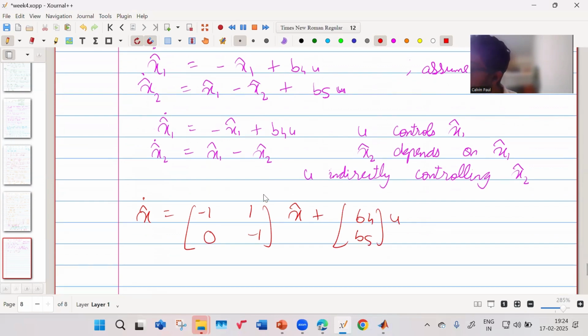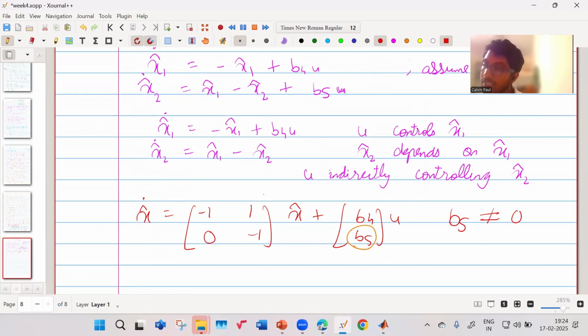So in this case, what happens is this is the important one. This should not be equal to 0. So in this case, b5 should not be equal to 0. Because if this is 0, then the second state will not be controlled. The second state will not be controlled, right?